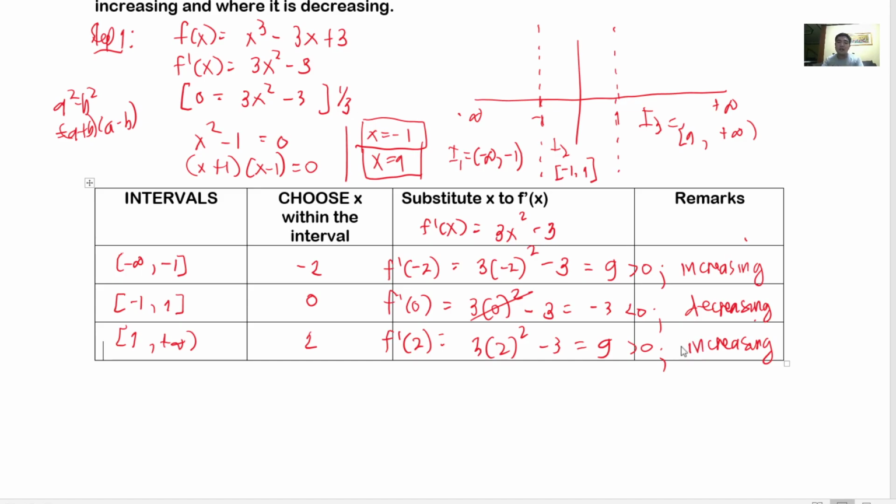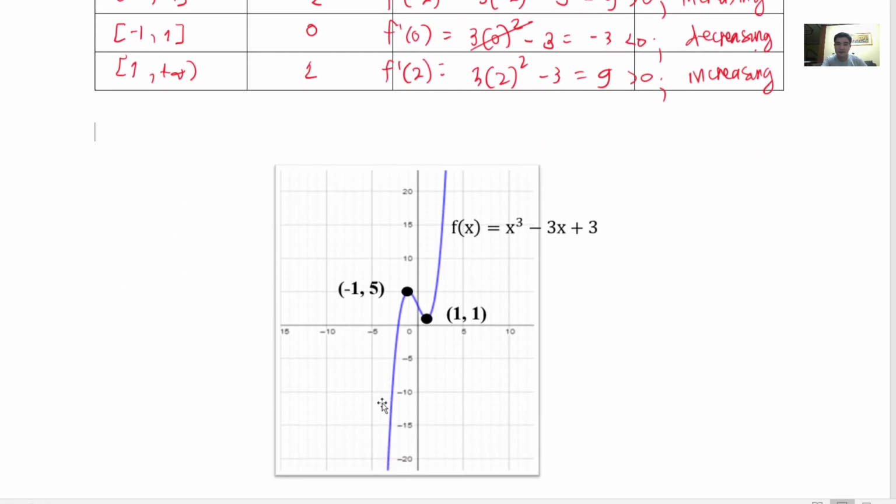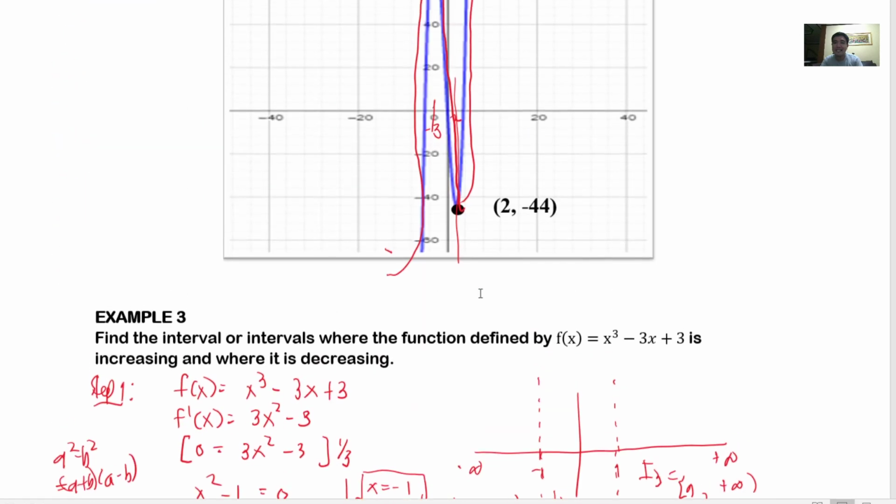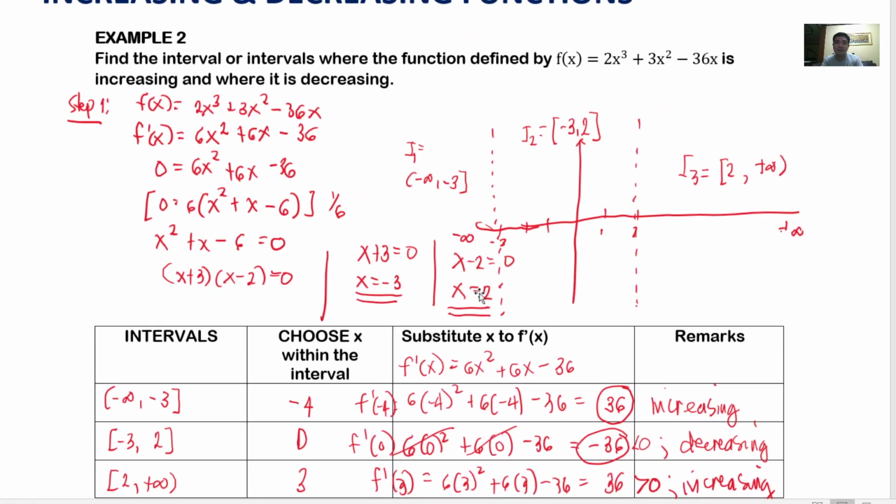Okay? So, as a conclusion, from negative infinity to negative 1, and from positive 1 to positive infinity, the graph of our function is increasing. And then from negative 1 to positive 1, the graph of our function is decreasing. Let's check. If we graph it, this is its graph. So, from negative infinity, class, to negative 1, y is 5. So, it is increasing. And then from negative 1 to positive 1, it goes down. And then it increases again from positive 1 to positive infinity. Okay? So, that is how increasing and decreasing works. So, I hope you learned something from this video.